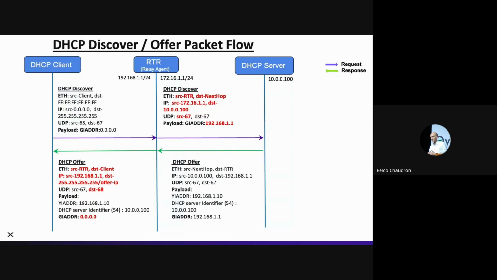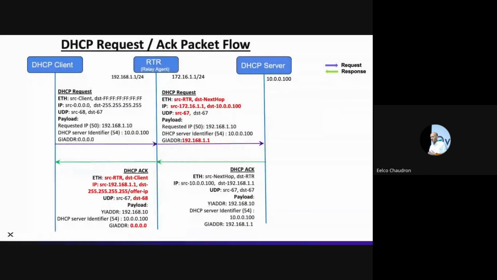The destination MAC address is updated to the client MAC address, and this information is extracted from the DHCP header. The destination IP can be broadcast or the offer IP, which is based on the flag the DHCP client is setting on the request packet. The destination port is updated and the GI address is reset. Once the DHCP client receives the offer packet, it initiates the DHCP request packet.